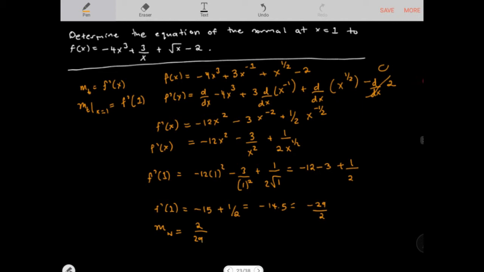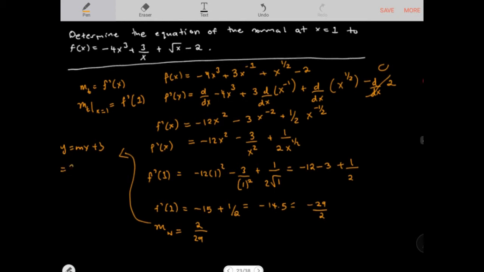You want to find the equation of the normal. When we're looking at equations of a line, we're looking at y is equal to mx plus b. We have the slope, so y is equal to 2 over 29 x plus b. Now to solve for the y-intercept, we just need to substitute any point that lies on the line, because any point that lies on the line will satisfy the equation of the line.